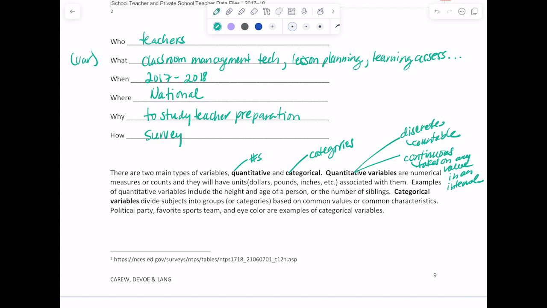Categorical variables, as I said, are categories, right? They divide subjects into groups based on common values or common characteristics. So again, with that pack of Skittles, I could have you divide up the number of red, orange, yellow, and so on Skittles. So you're dividing them into those groups based on their colors.